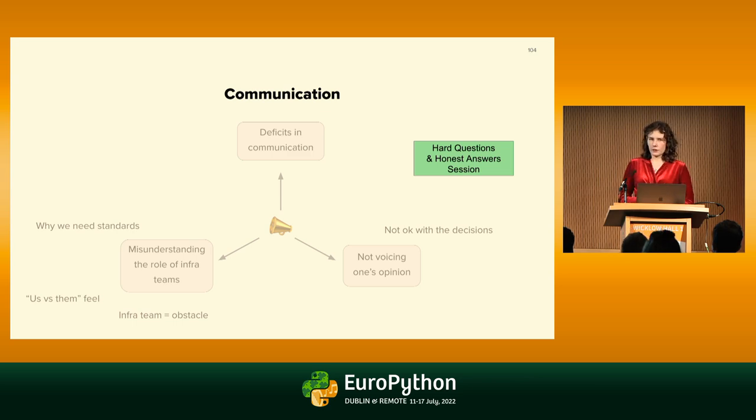And how did we do it? First, we asked everybody in the department, give us your toughest questions. Whenever you felt like you don't know why things are the way they are, think about this and ask a question. It may be, why do we need standards? Why do we have this strange infra team that forces us to do something or adopt a solution? Why are our priorities like this? All of those sorts of questions. And once we asked people to do so, they really did ask a lot of hard questions. I think over 30 of them were submitted, and they were very diverse.